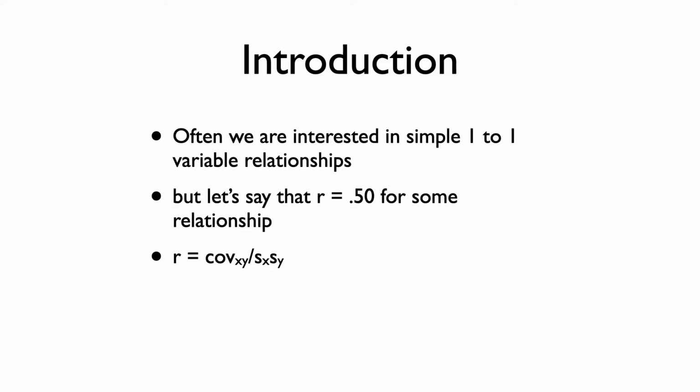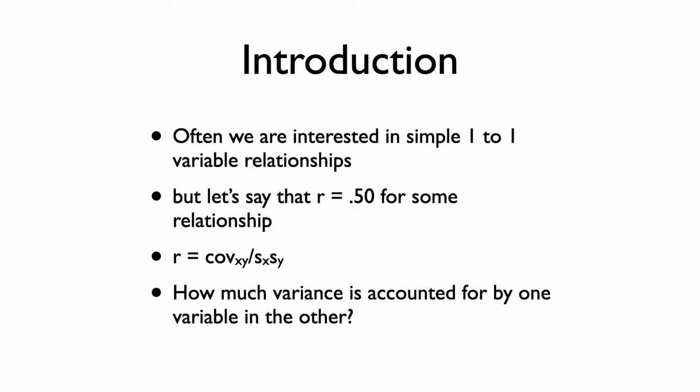Remember, r equals the covariance of x and y divided by the standard deviation of x times the standard deviation of y. It's just a proportion of shared variance, irrespective of the scale. So, how much variance is accounted for by one variable in the other? In other words, how much variance overlaps?